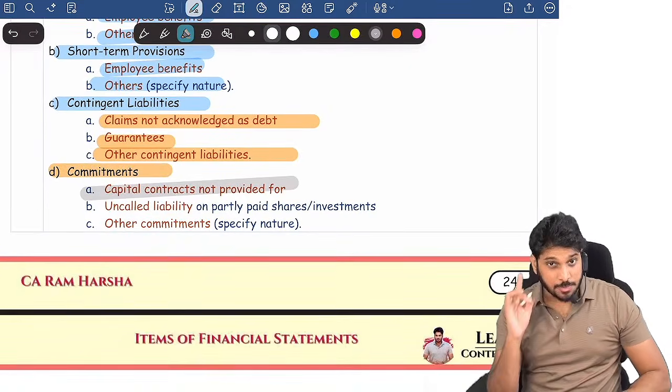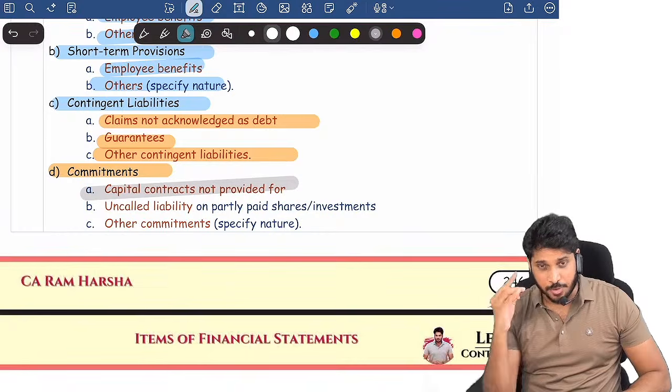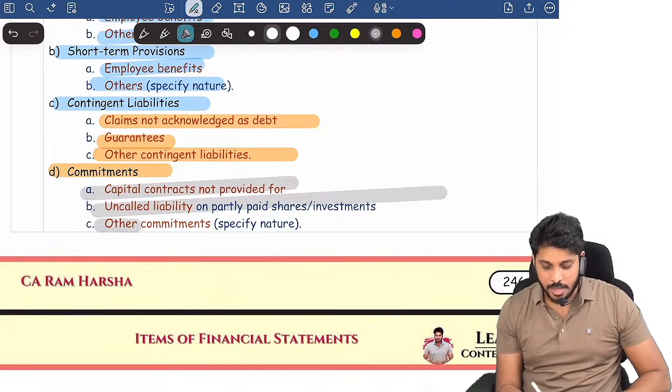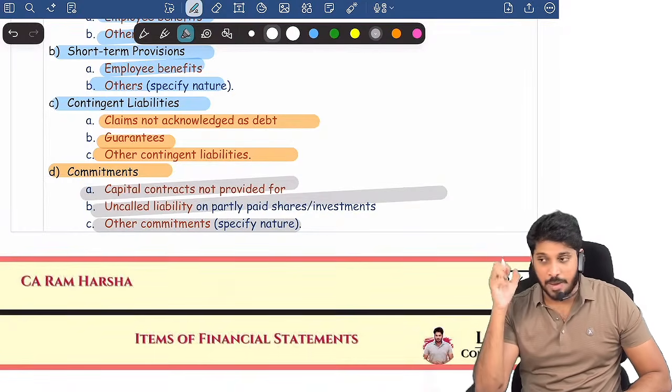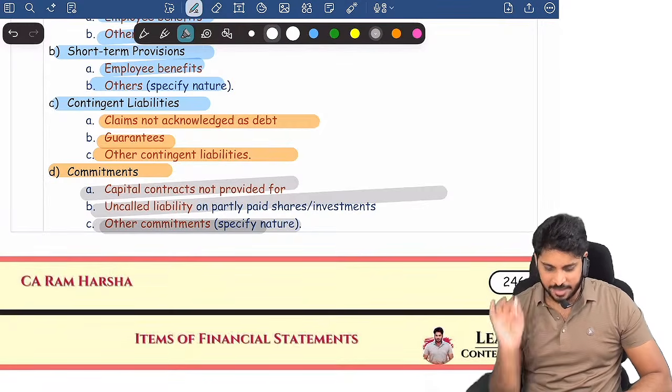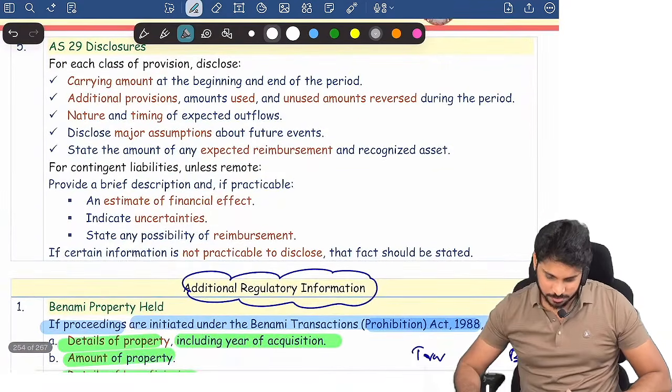Capital contracts not provided for, where some capital contract is there but a provision is not yet created. Uncalled liability or other commitments. Partly paid shares, partly paid investments, uncalled liability, and other commitments. These are the remaining items, guys.